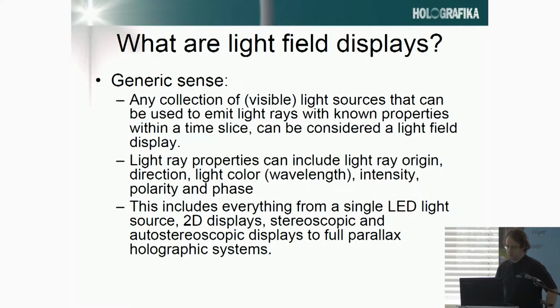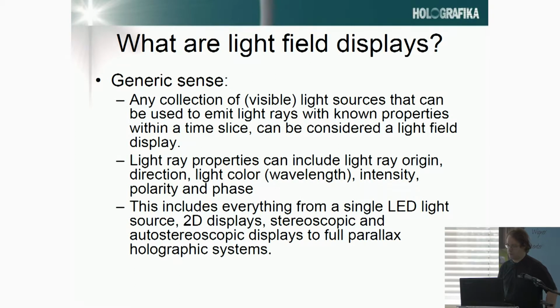We can incorporate various properties of light into our device. We can incorporate light origin, the various directions that we want to change. We can incorporate the light color, so we can have color displays, the intensity, the polarity, and the phase. Usually, the human eye doesn't really care about polarity and phase, so we can probably skip that, but there are some more complex systems that also would like to reconstruct this.